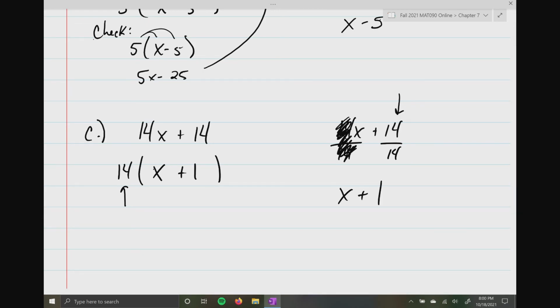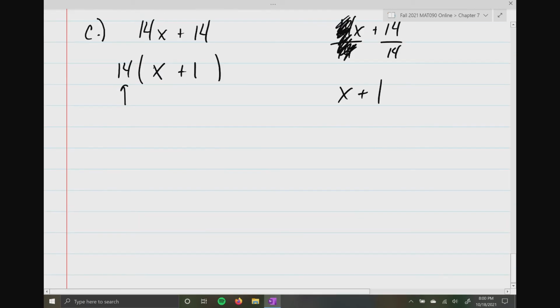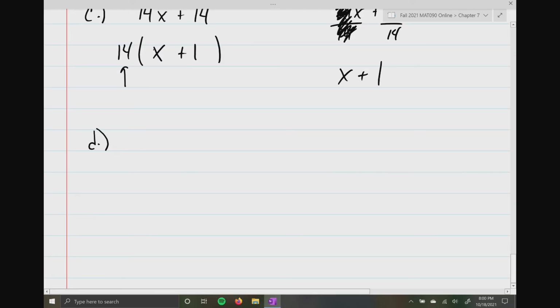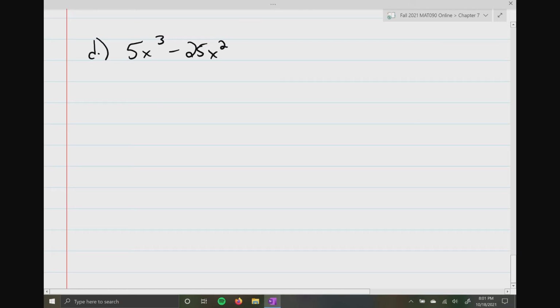All right? So now we're going to step it up here a little bit. Okay? We're going to step it up a little bit. So let's look at this example. We're going to factor 5x to the third minus 25x squared. All right? Now we stepped it up. So for our GCF, I already know a 5 exists and x squared.